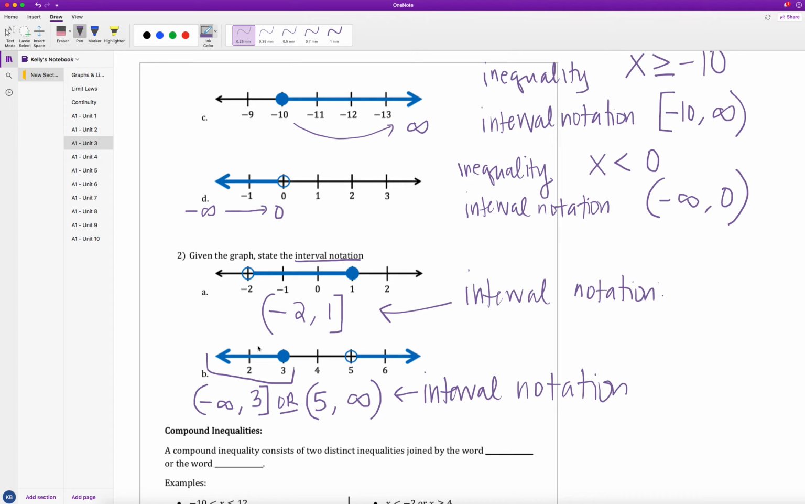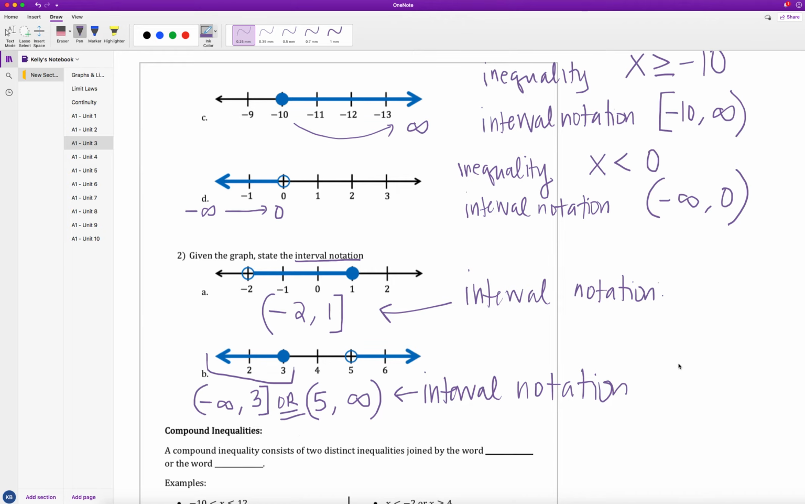So as I'm choosing these answers, I'm either on the left part of the graph or I'm on the right part of the graph. And if we were to use the word and, that would imply that I can be less than 3 and bigger than 5 at the same time, which is not possible. So that's why we're using the word or to join those together.